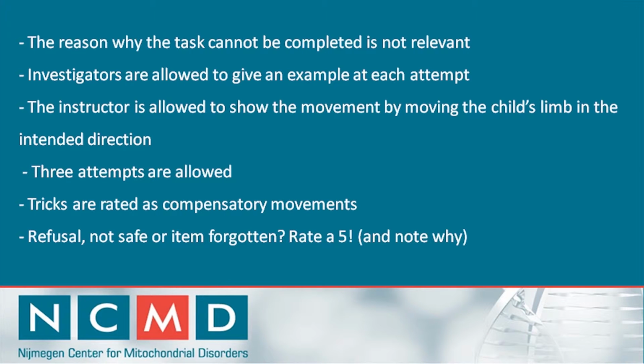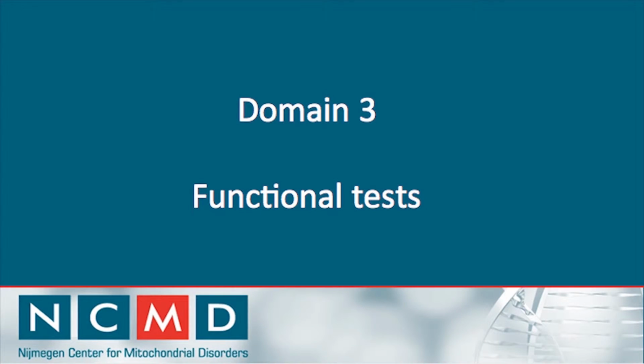A total of 3 attempts is allowed. If the child uses tricks to complete the task, these are rated as compensatory or abnormal movements. If the child refuses to execute the item, it is not safe to execute, or the child is not able to maintain the starting position, the item is scored as a 5. Please note not safe or refusal on the scoring sheet.